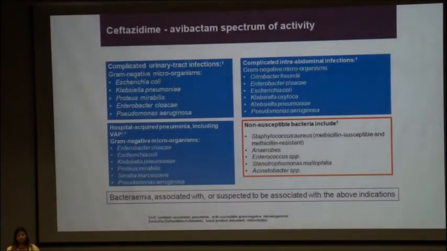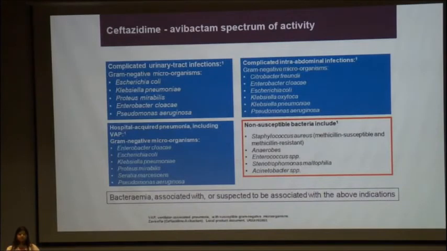Another broad spectrum agent newly added is Ceftazidime avibactam. As we can see, it has a broad spectrum of activity in complicated UTIs, mostly gram negative pathogens, complicated intra-abdominal infections, and hospital-acquired pathogens as well. However, the organisms which are not susceptible to Ceftazidime avibactam are Staph aureus, both methicillin sensitive as well as methicillin resistant. So Staph will not be sensitive. Anaerobes, they have no activity. Enterococcus species, again no activity. Stenotrophomonas and Acinetobacter, again no activity. So we cannot use Ceftazidime avibactam for these infections.